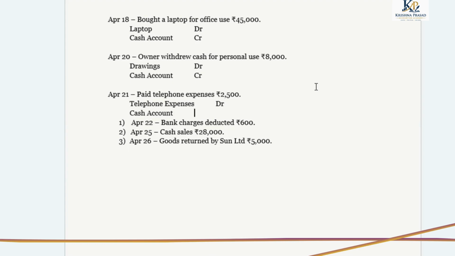Next, coming with the cash account. Cash account is an asset. Asset means it will come under real account. What is a real account principle? Debit what comes in, credit what goes out. So cash is coming to the business or going out of the business? Going out of the business. We need to credit cash.